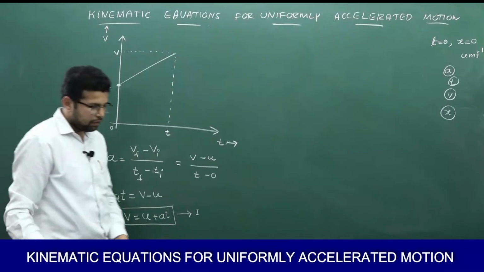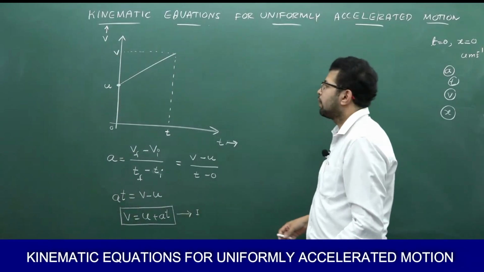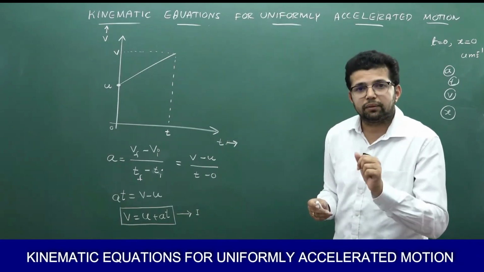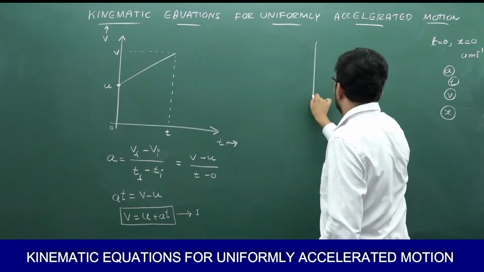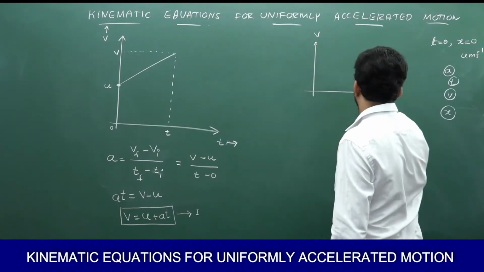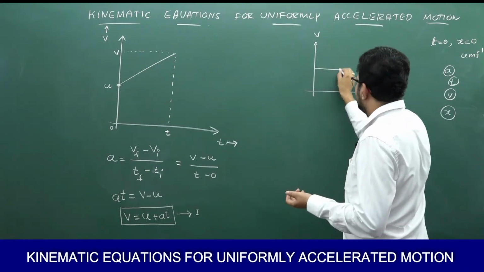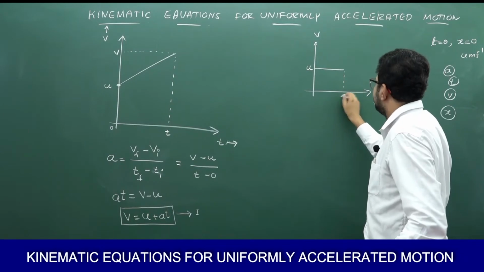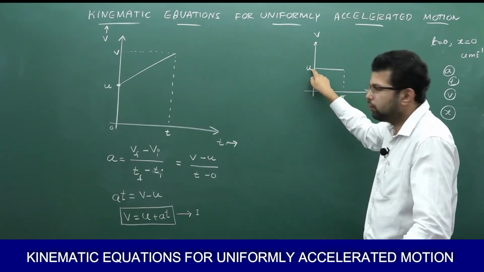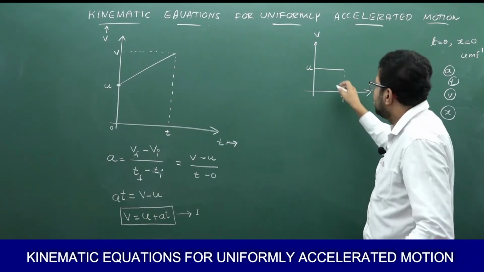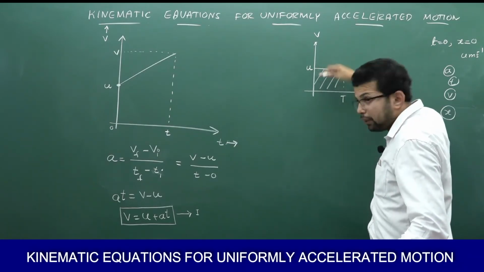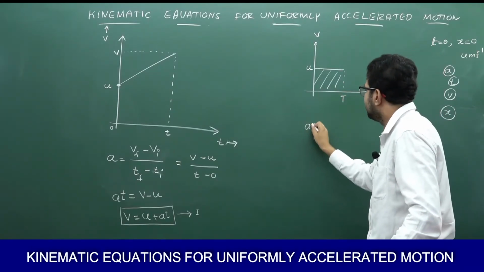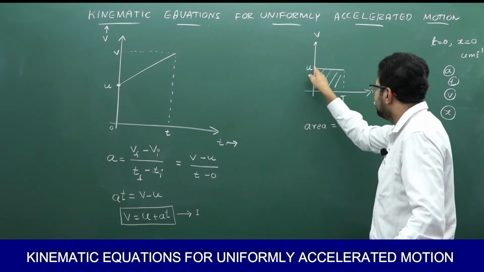Next, we will derive one more equation of motion using the concept that the area under the v-t graph is displacement. We will see what that is. Let us suppose that this is a v-t graph. An object moves with a constant velocity u for a time equal to t. Then what is the area under this curve? How to find the area? Length into breadth. Area is equal to u into t.